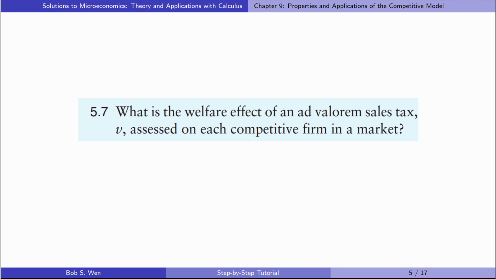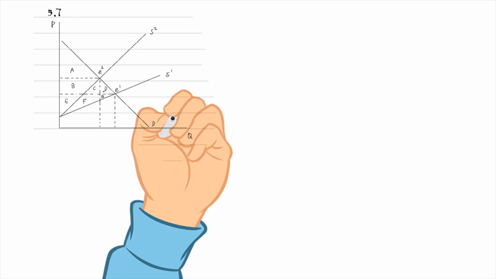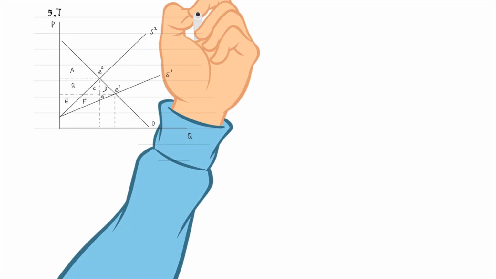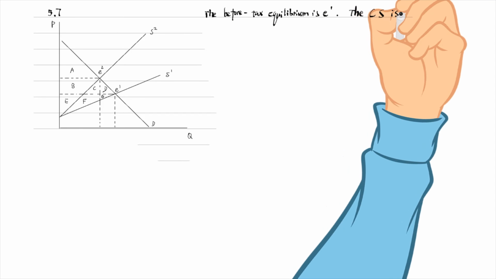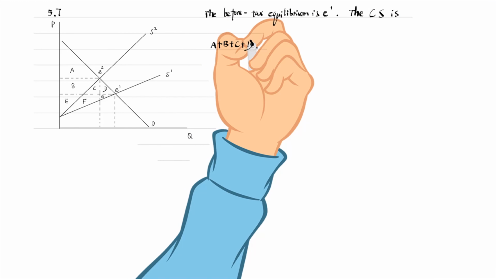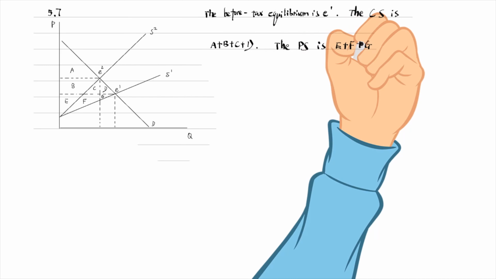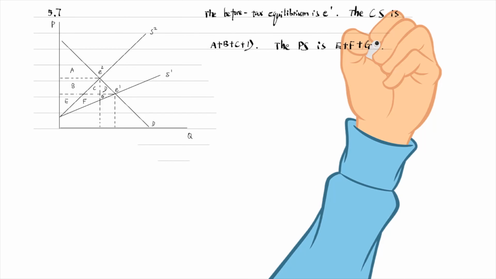Let's jump to exercise 5.7. What is the welfare effect of an ad valorem sales tax, new, assessed on each competitive firm in the market? The before-tax equilibrium is E1. The consumer surplus is the area of A plus B plus C plus D. The producer surplus is E plus F plus G.